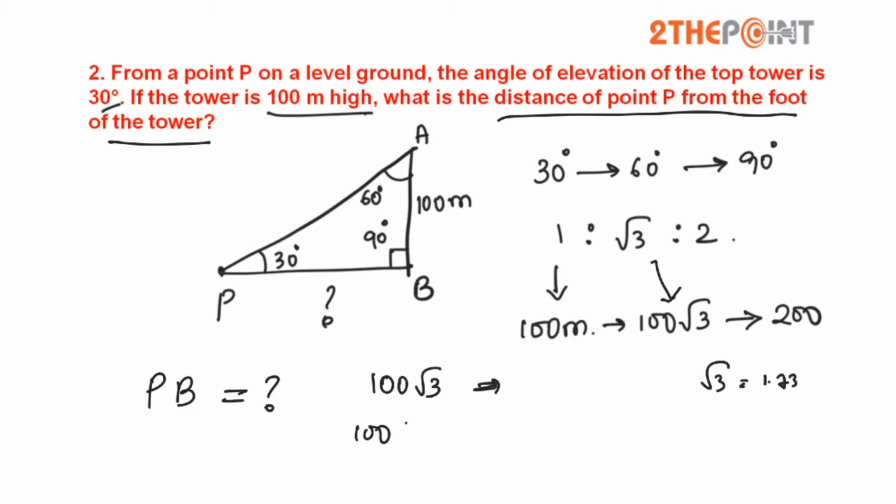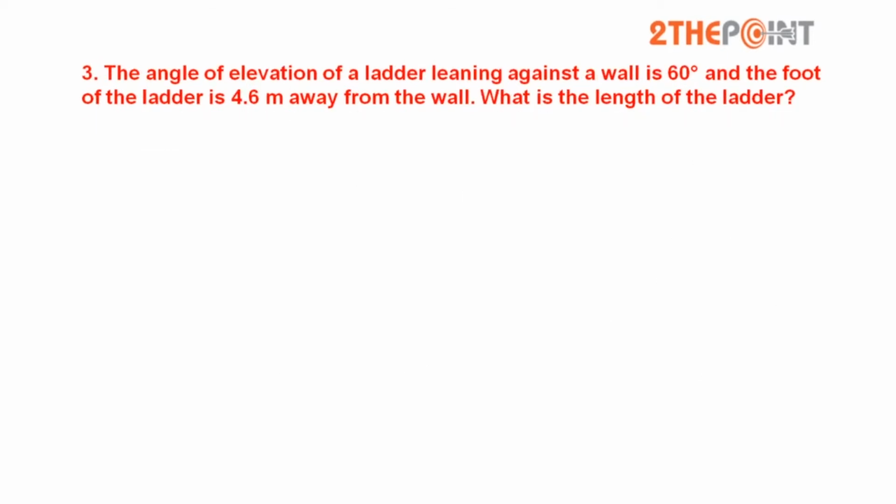Therefore, 100 into 1.73 is nothing but 173 meter, which is the length of PB. The angle of elevation of a ladder leaning against a wall is 60 degree, and the foot of the ladder is 4.6 meter away from the wall. What is the length of the ladder? Present the data in diagram form.